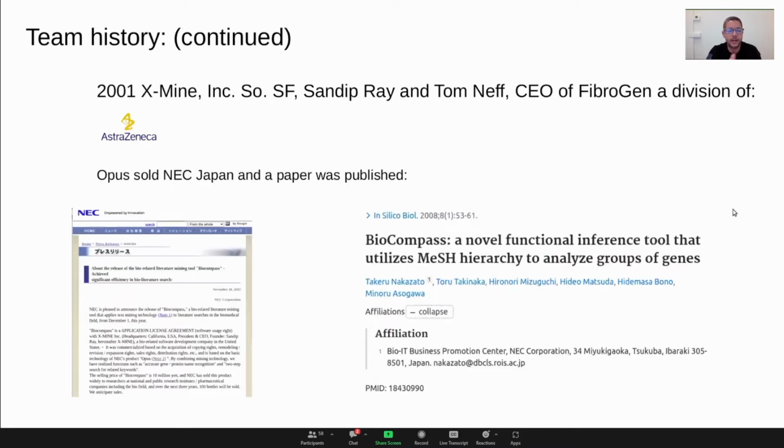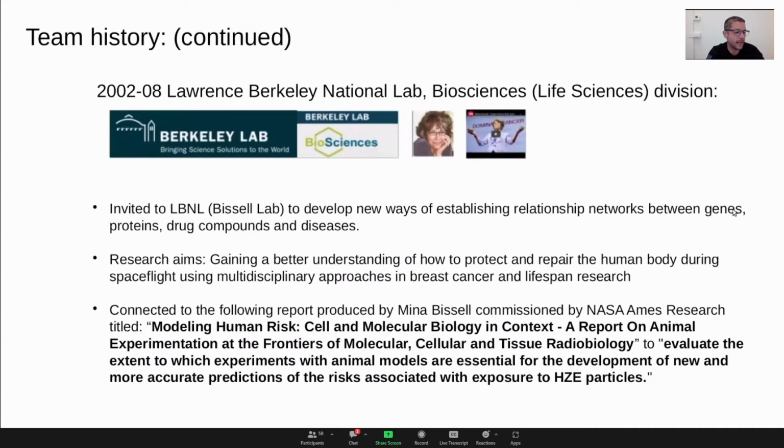And there was a product that was produced called Opus. Opus was a way for scientists to relate genes, drugs, diseases with one another. And this was eventually purchased by NEC in Japan. They wrote a paper titled BioCompass. You can look that up when you want. We'll hand the presentation out at the end if anybody would like to see it.